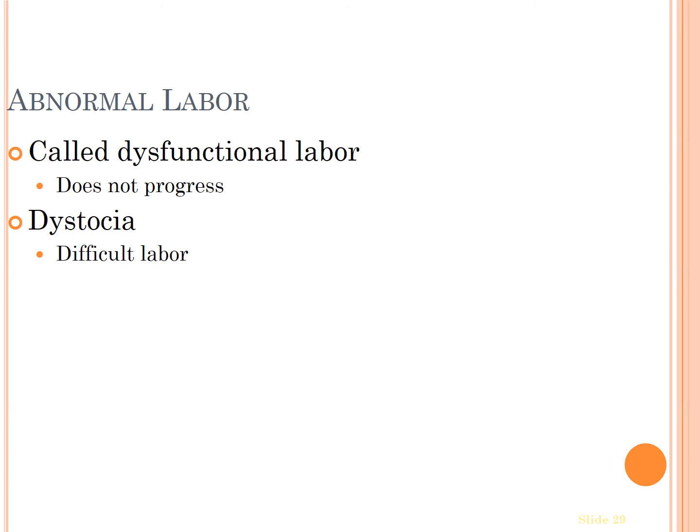So, it's called dysfunctional labor where mom's cervix does not continue to dilate or efface in an appropriate manner. Dystocia is difficult labor. Okay, so there's two different types of abnormal labor here, dysfunctional and dystocia.